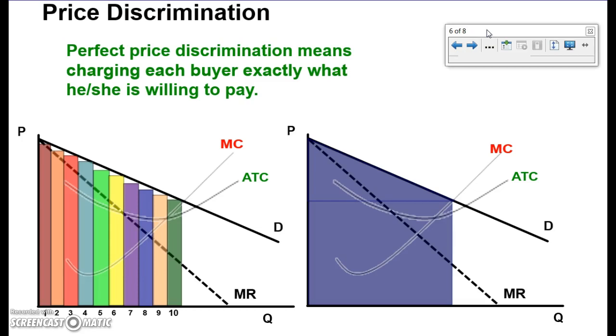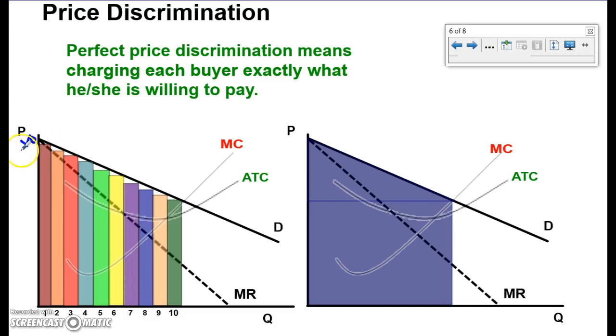And I faded the MR line here, but I want you to see that the MR line is actually going to disappear. There really is no marginal revenue line for a perfect price discriminating monopolist. And the reason is this. Before, when we asked what was total revenue as they lowered the price, let's say this monopolist lowers the price. Let's say this price is 80, and they sell 1 unit, so their total revenue is 80.